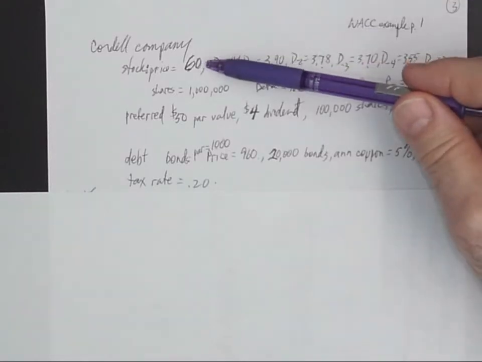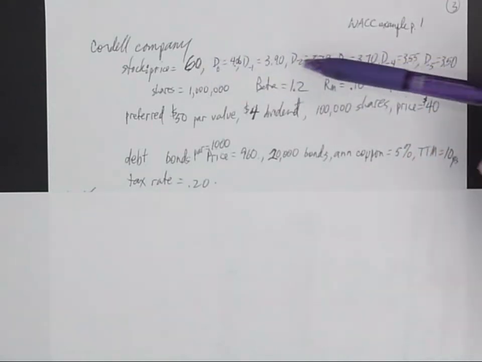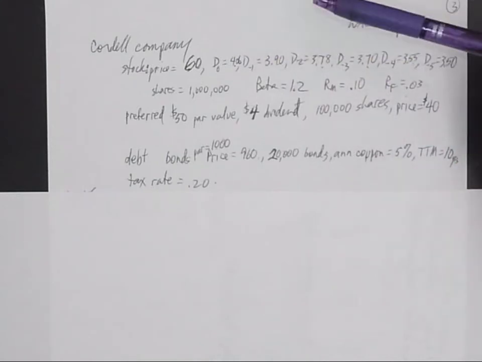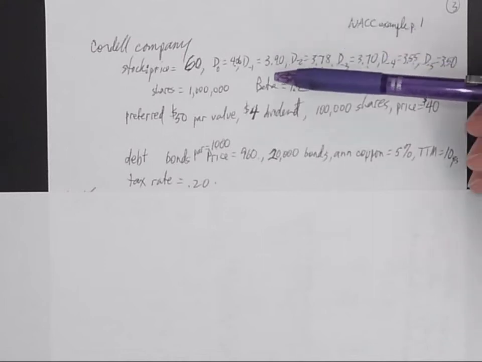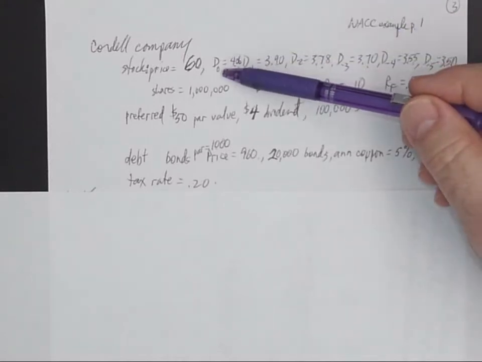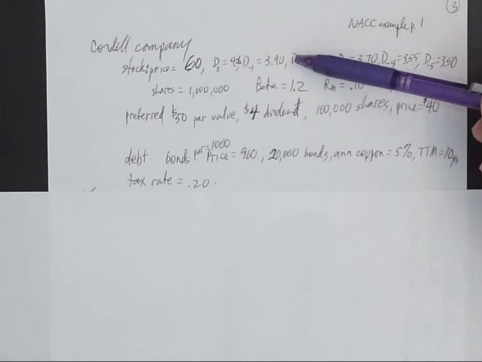So here we've got an example with a stock price of 60 and the dividends, and these dividends are given in historical order, starting from the most recent period and going backward. So this is D0, which is the most recent dividend, is $4.06.